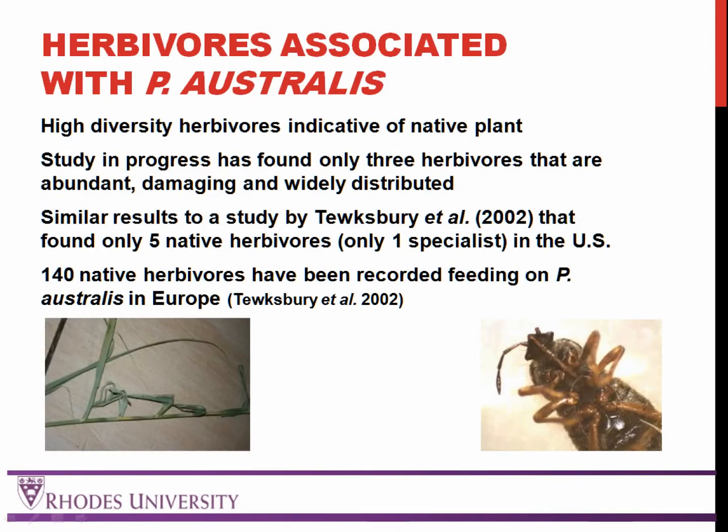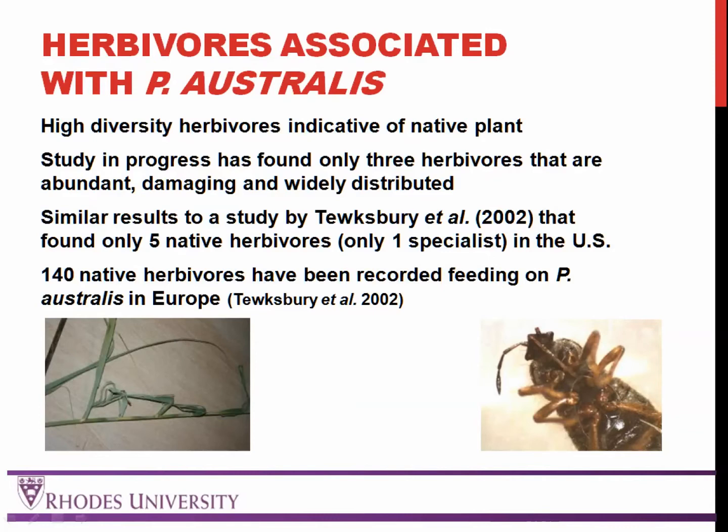Another way of further investigating this, which is also in progress at the moment, is looking at the herbivores associated with Phragmites. As we all know, the diversity of herbivores on a plant gives a very good indication of the origin of a plant, just from looking at how the herbivores evolved to feed on the plant. What I have found so far is that I've only found 3 herbivores that are abundant, widespread, and damaging on Phragmites. This is surprisingly low for a plant that we consider native to South Africa.